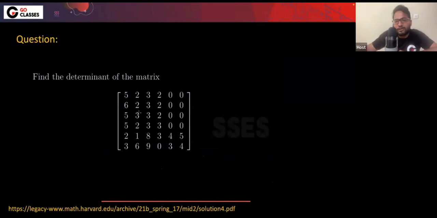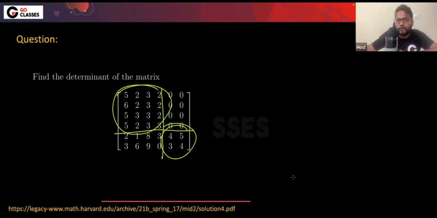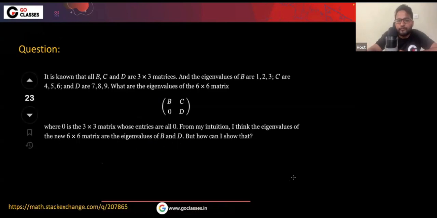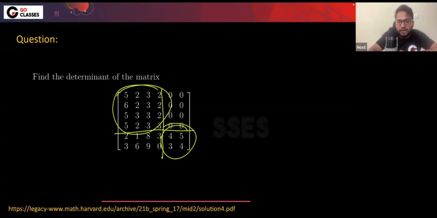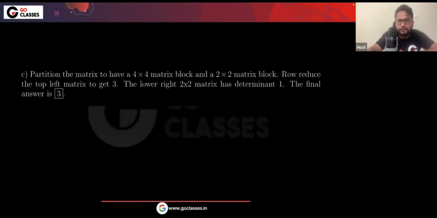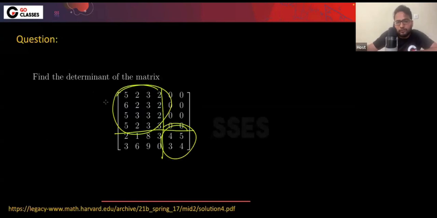Now there are other questions. They are saying find the determinant of this. So what you can do is just partition this maybe like this, and find out the determinant of this, and this. Let's see the answer. Yes, partition the 4 cross 4 matrix into 2 cross 2 blocks, like this.